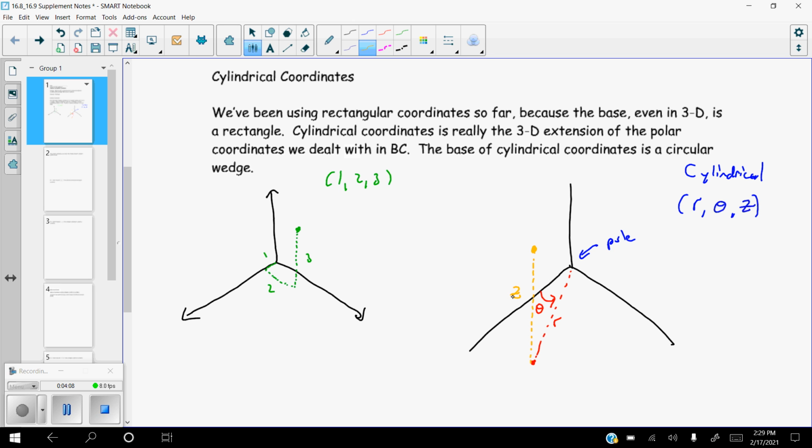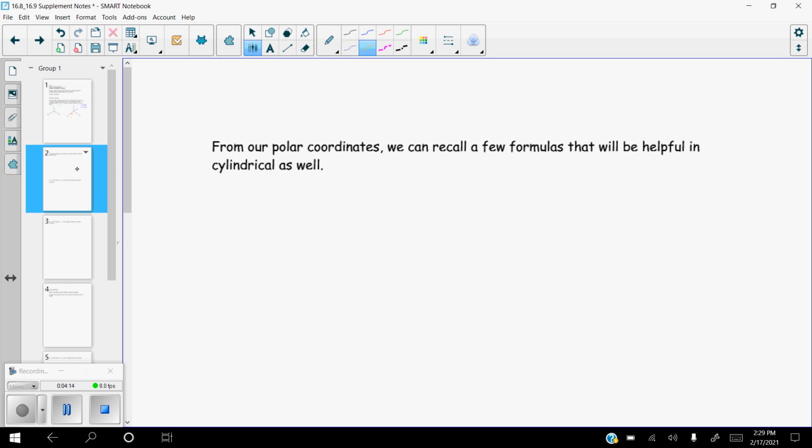So let's go ahead and look at a couple of formulas, or formulae. I don't know how you say that, to be honest with you. I think it's formulae that we might need. So again, let's sketch once again in 3 dimensions how we're going to look at this.